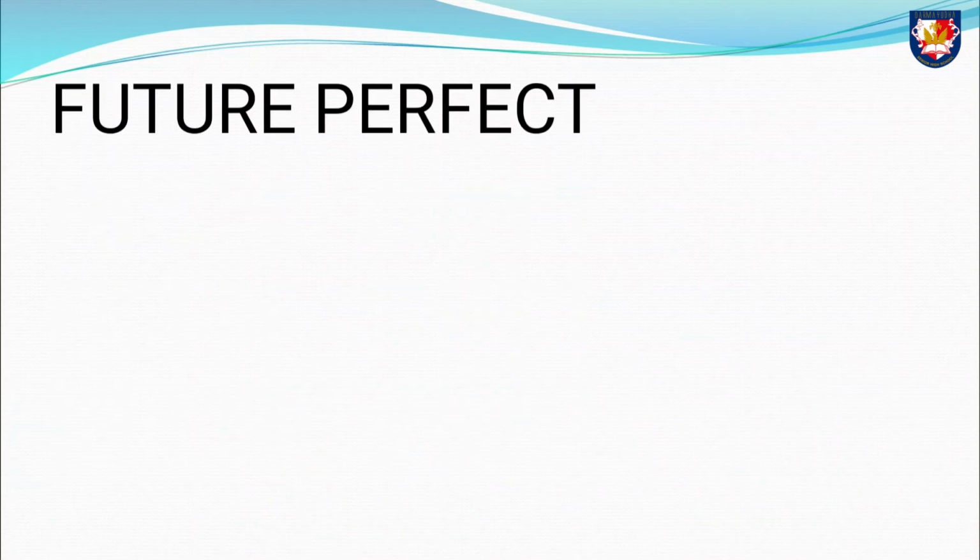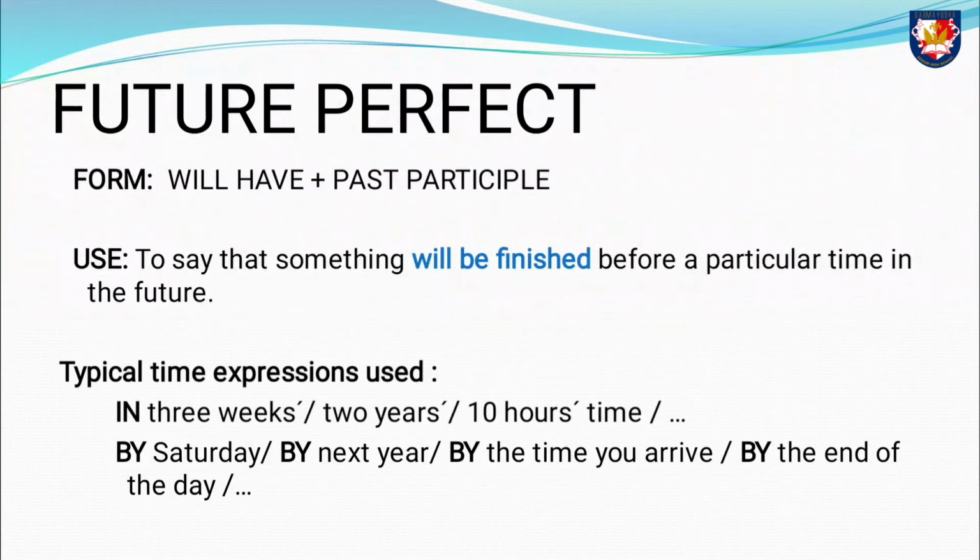Now, let's move to the third form of future. The form is will have plus past participle. It is used to say that something will be finished before a particular time in the future. Typical time expressions used: in 3 weeks, or 2 years, or 10 hours' time. By Saturday, by next year, by the time you arrive, by the end of the day. Usually, future perfect uses the expressions in or by.